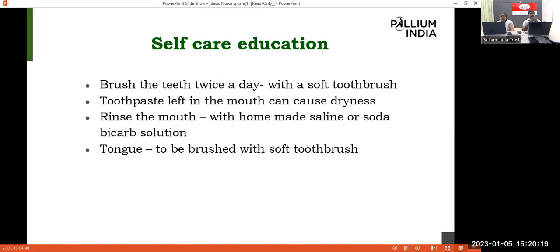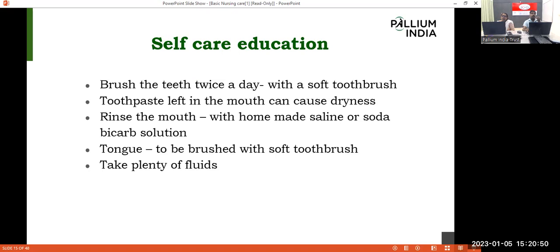Then, as I already told, if the patient is able to do the oral care by self, we can educate like this. We need to promote them to brush the teeth twice daily, in the morning and night time. Then in between, after the food intake, also they need to clean. But for brushing, we can encourage them twice daily with a soft toothbrush only.